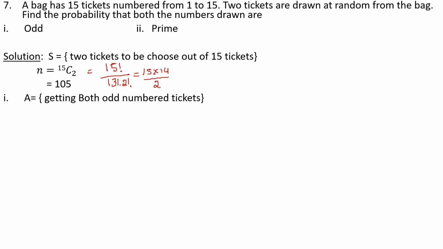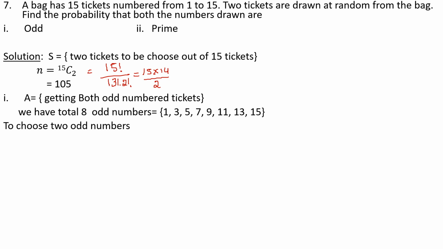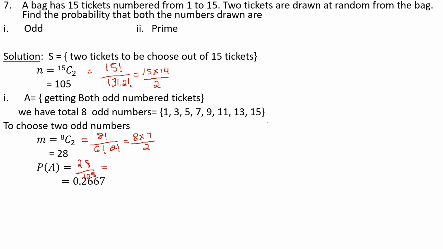What is the probability of getting both odd number of tickets? So out of 1 to 15, there are 8 odd numbers. So these are 1, 3, 5, 7, 9, 11, 13, 15. So you have to choose 2 odd numbers out of 8. So that is possible in 8C2 ways. So 8C2 will be equal to 8 factorial divided by 8 minus 2 is 6 factorial into 2 factorial. So that will be 8 into 7 divided by 2, 56 by 2, so 28. Therefore, probability of A will be equal to 28 divided by 105. That is equal to 0.2667.